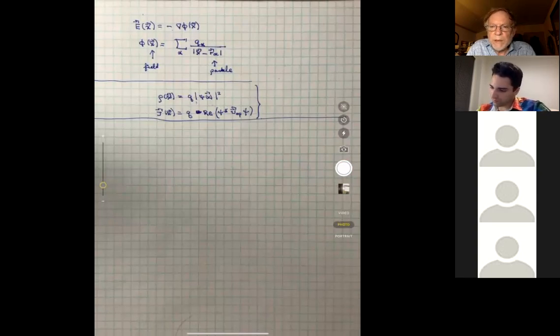This raises a general question, which is that if we have a classical description of a system, how do we go from there to the corresponding quantum description? And this process is called quantization.